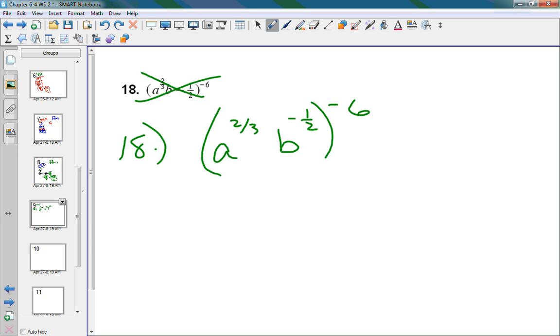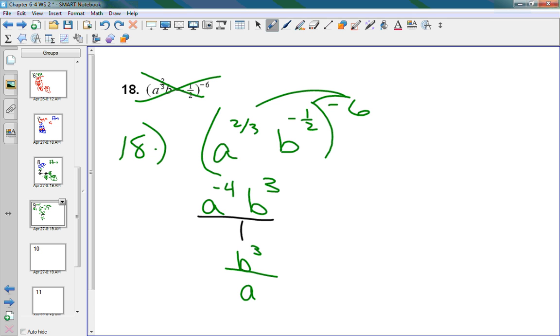Good. Okay, what do I do here? Distribute the negative 1, 6. So if I do that, I have a to the 2 times negative 6 is negative 12 divided by 3 is negative 4. A negative times a negative is positive, and half of 6 is 3. Am I done? What's ugly? Put it over 1. B cubed stays, a to the fourth goes to the bottom.